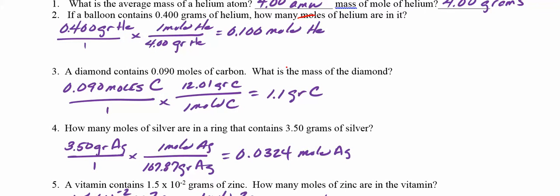Let's look at number 2. It says if a balloon contains 0.400 grams of helium, how many moles of helium are in it? Well, let's start with what we know. I like to circle what they've given me, and then I'll underline what I'm being asked for. I'm being asked for the number of moles of helium, so I'll underline moles of helium. Then what I'm going to do is write what I've circled and put it over 1. So I've got 0.400 grams of helium. I'll put that over 1 times whatever unit is in the upper left-hand corner is going to go in the lower right-hand corner. So grams of helium is here, so we put grams of helium here.